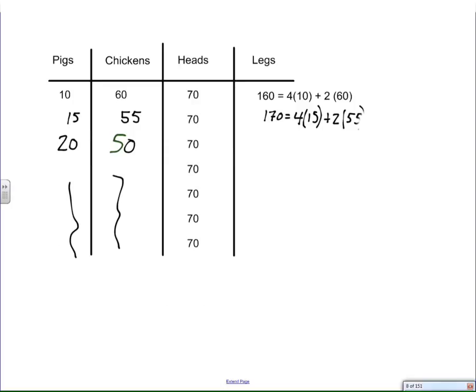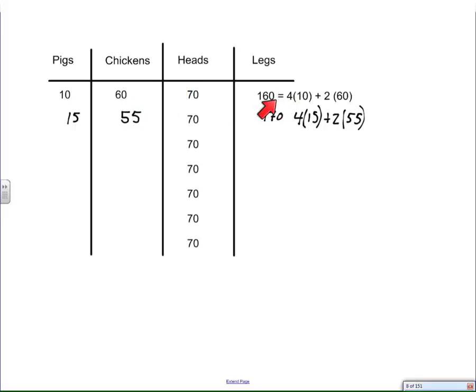But I wanted to demonstrate that there's another tool available to all of us, and that is just the ability to understand the problem on a case-by-case basis. For example, here I can say I just need 70 heads, which is 70 animals. If I can do that with 60 chickens and 10 pigs, that would make 70 heads.